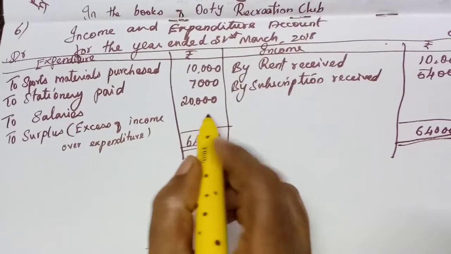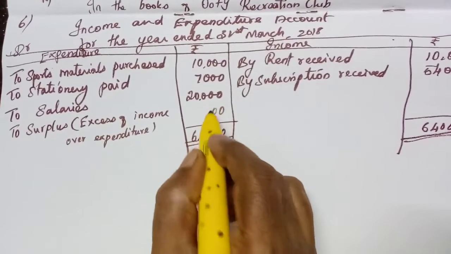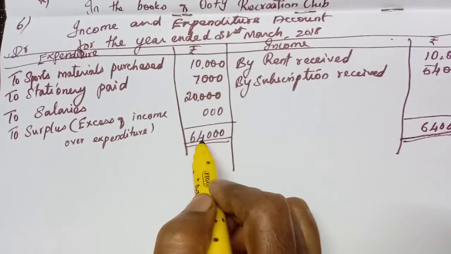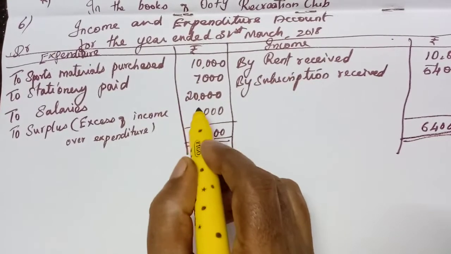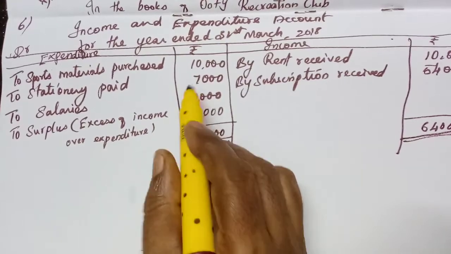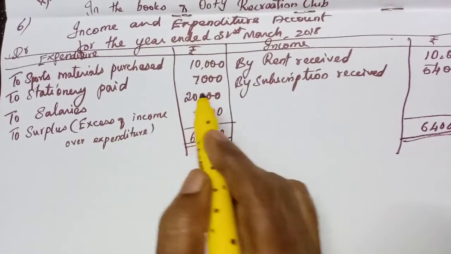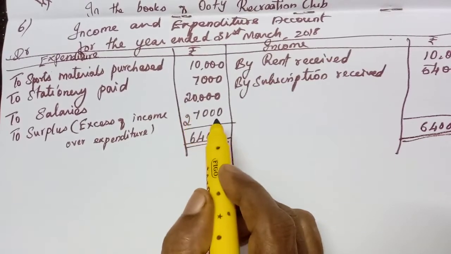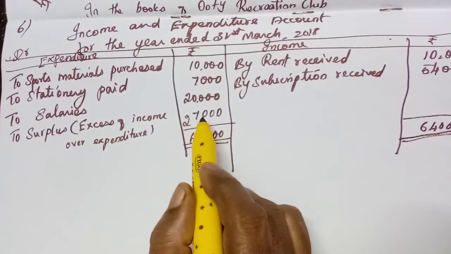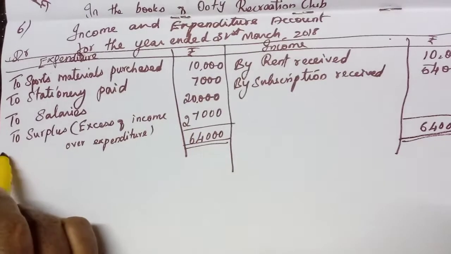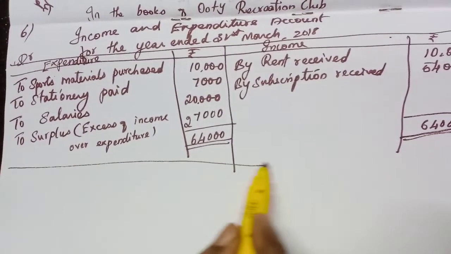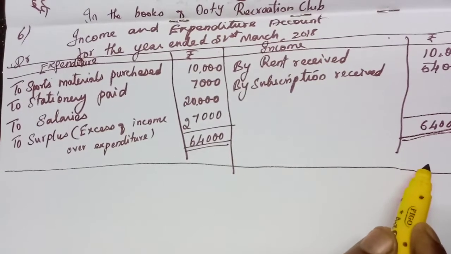Now we will balance it. 1, 2, 3 zeros. Then the fourth one, 7 is there. To get 4, 7 more should be added. 14, we will get balance 1, 2, 2 plus 2, 4, 4 plus 2, 6. What is the surplus? 27,000. Now we will see the next illustration. I will explain the next illustration.